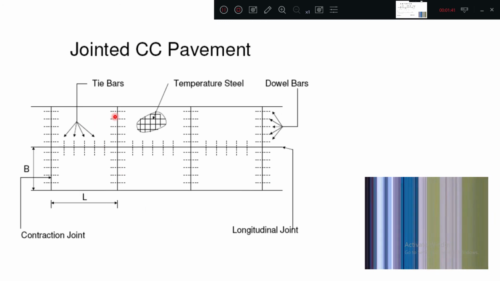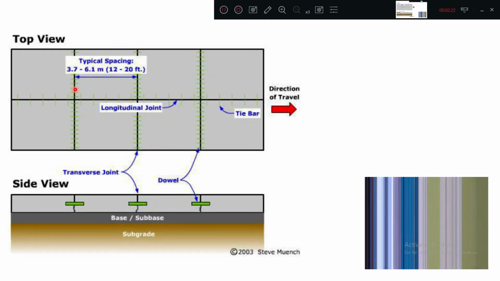You can see this diagram, joints. The vehicle movement is in this direction. So this joint is called longitudinal joint. These 1, 2, 3, 4 are called transverse joints. In the longitudinal joints there will be tie bars. In the transverse joints there will be dowel bars, and on the surface or just below the surface we are providing temperature steel. This transverse joint is also called the contraction joint.